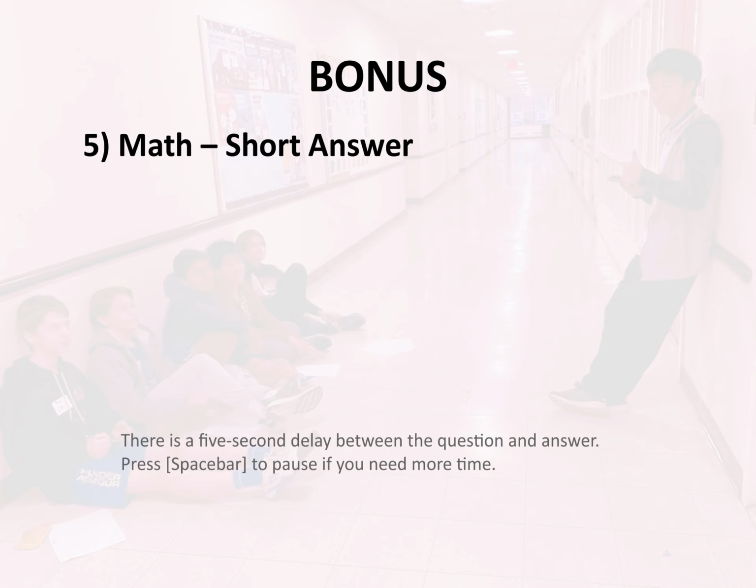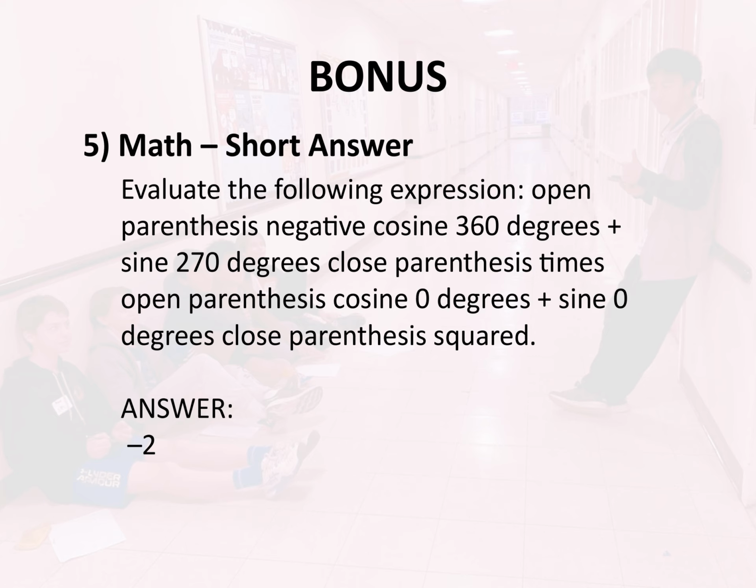Bonus 5. Math, short answer. Evaluate the following expression. (negative cosine 360 degrees plus sine 270 degrees) times (cosine 0 degrees plus sine 0 degrees) squared. Answer: -2.